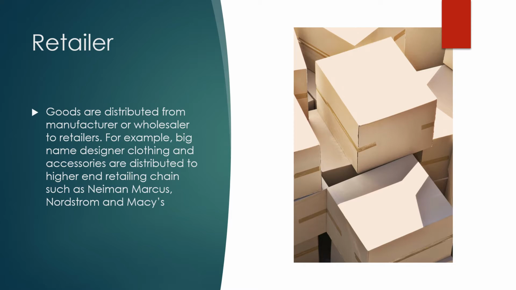Number 2. Retailer. Goods are distributed from the manufacturer to wholesaler to retailer. For example, big-name designer clothes and accessories are distributed to high-end retail chains such as Neiman Marcus and Nordstrom.